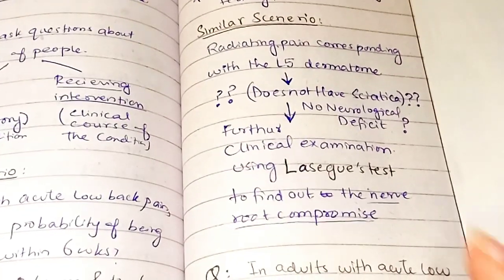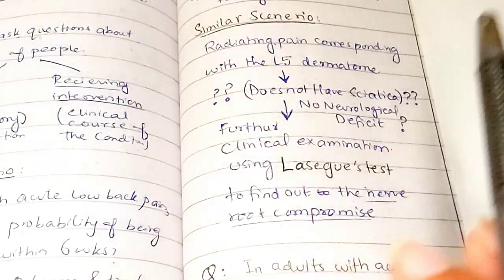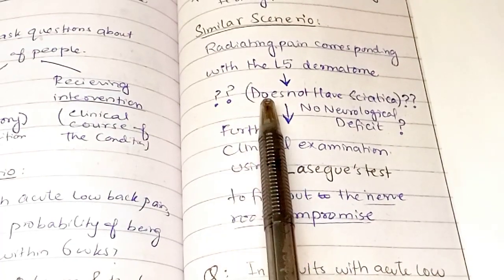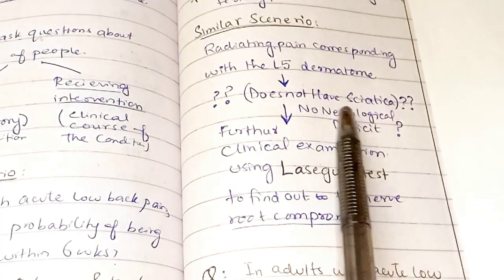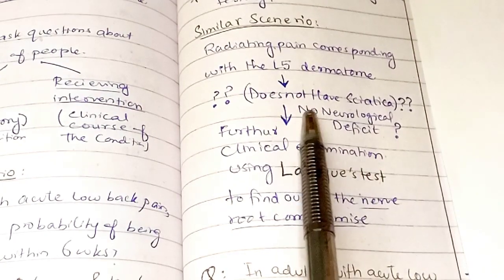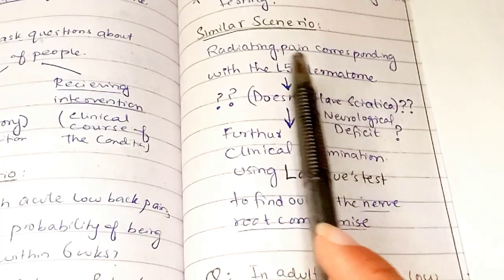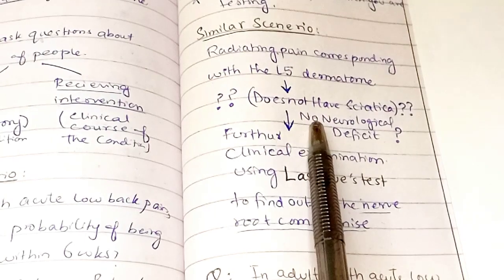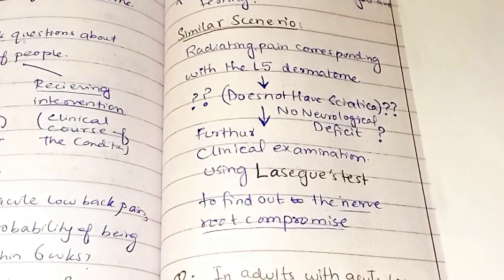The scenario is radiating pain corresponding with the L5 dermatome. This is the reference taken from the similar scenario which we discussed in the previous part of this video. The patient doesn't have sciatica. In the previous scenario, it was said that the patient has no neurological deficit, so the doctor was telling him that he doesn't have any sciatica. But the patient was telling that he has radiating pain corresponding with the L5 dermatome. So how can we neglect it? This definitely urges us to go for further evaluation of the patient.